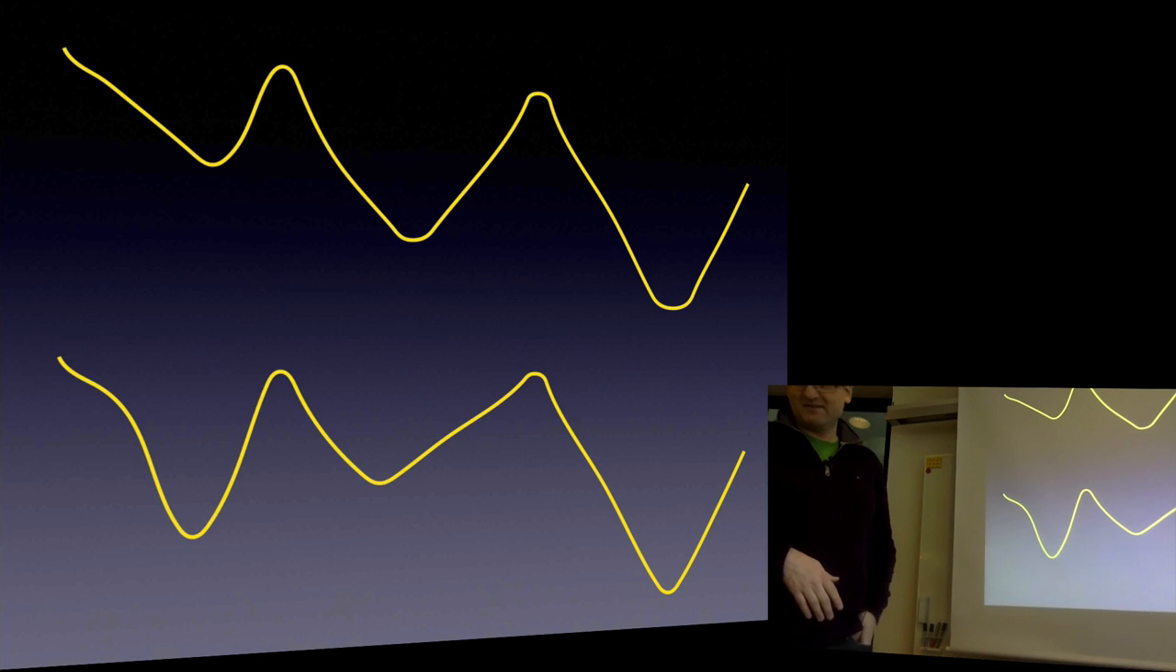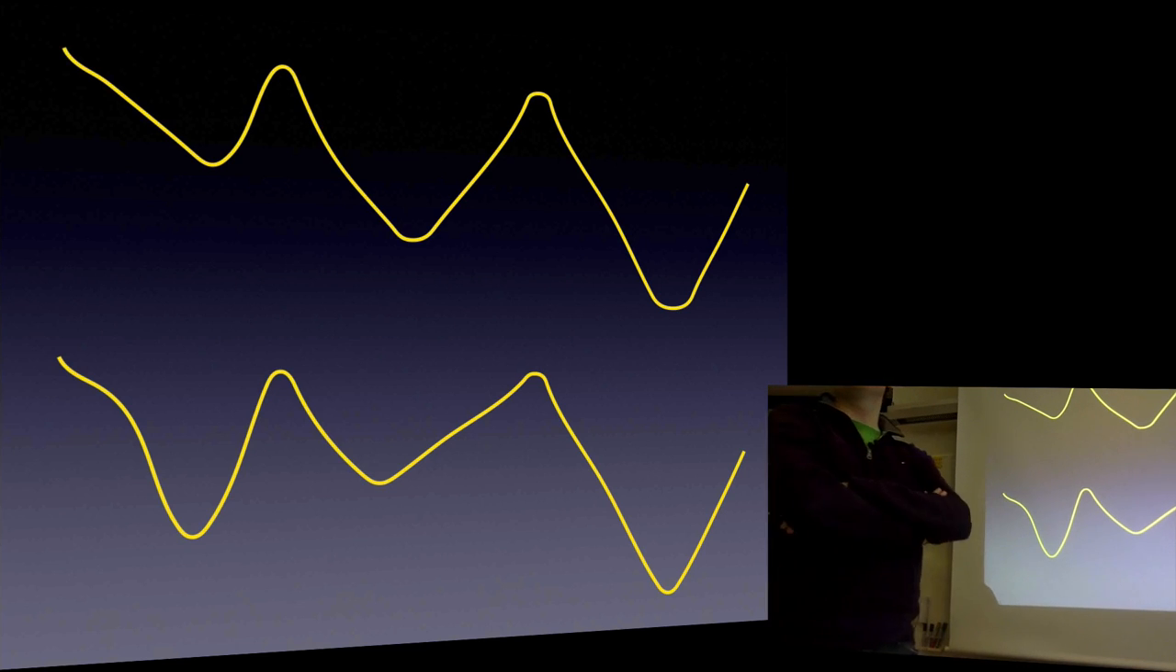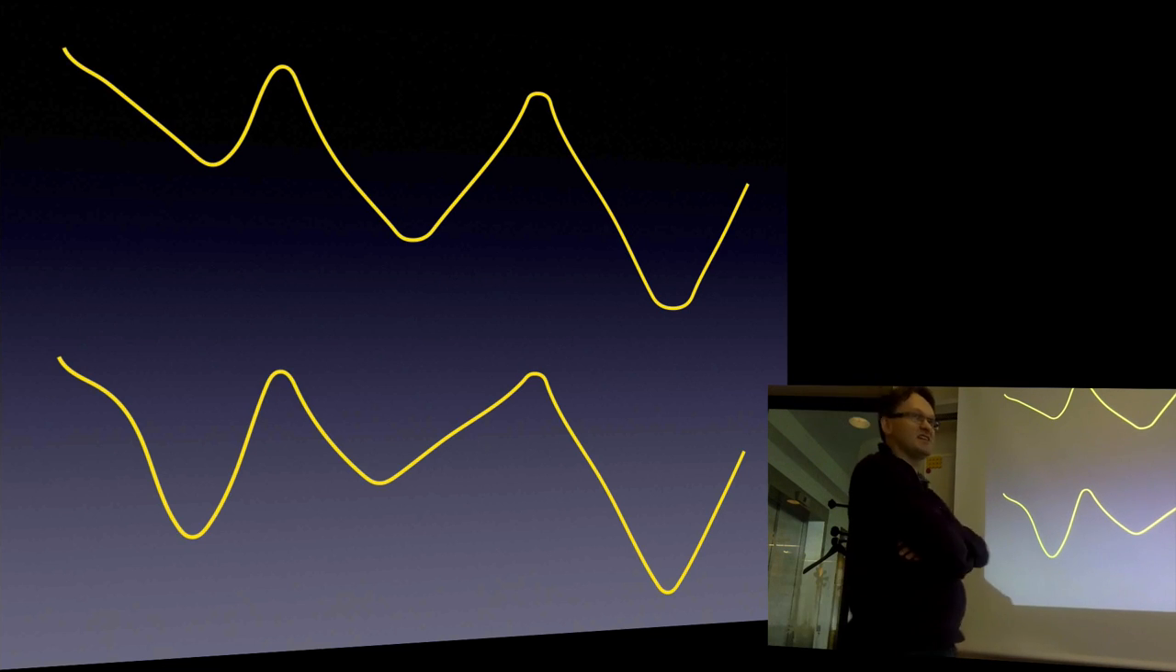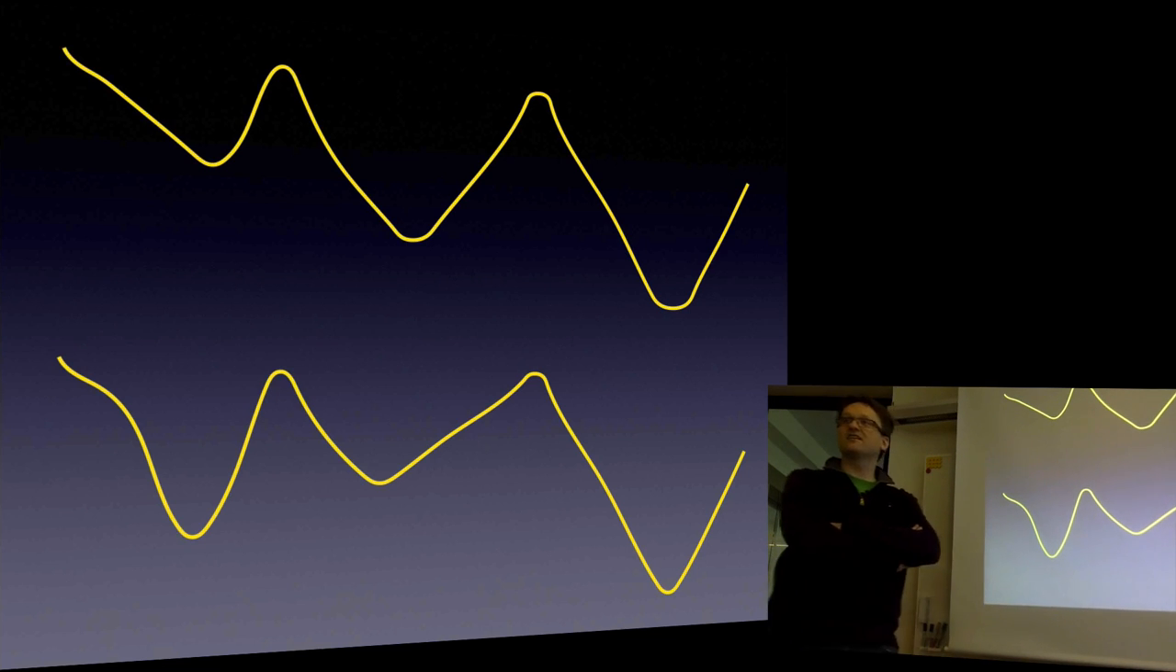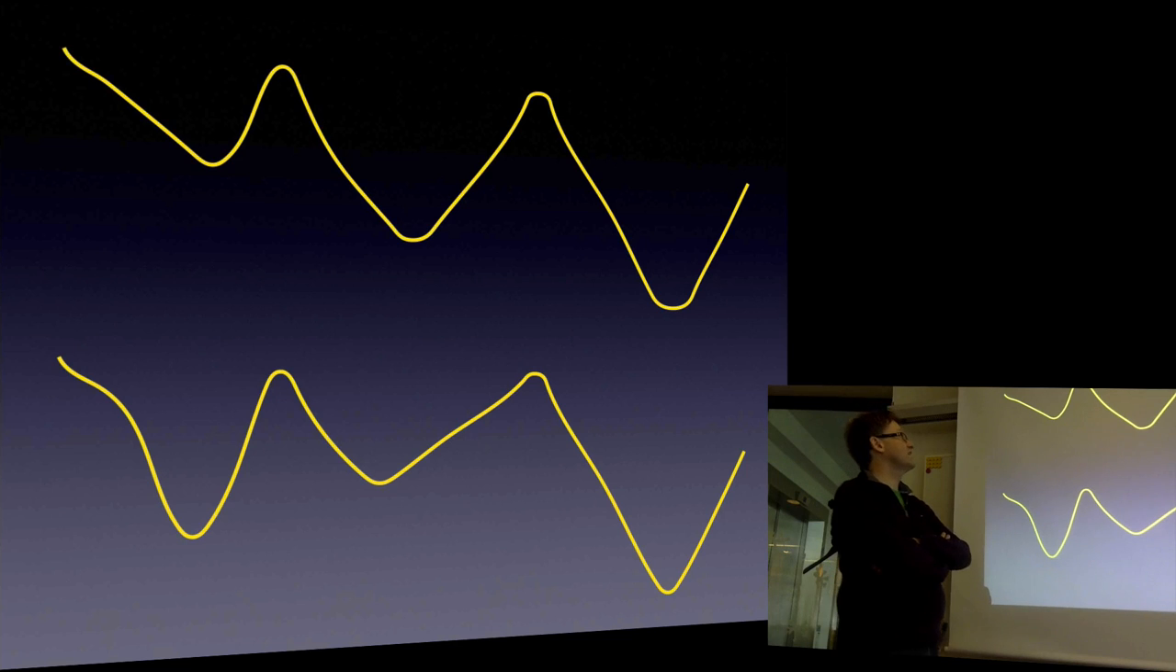Okay, that's one answer. Do we have any other answers? Sorry? The first one is faster. Why is the first one faster? Because the first transition state is a bit smaller compared to the other one. Okay.